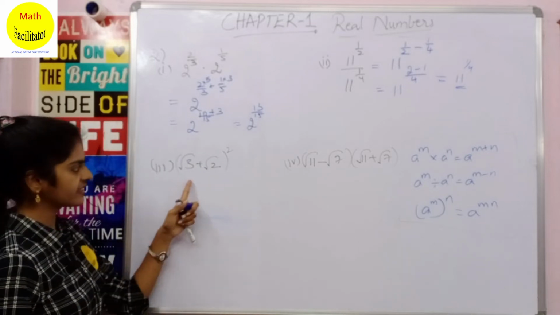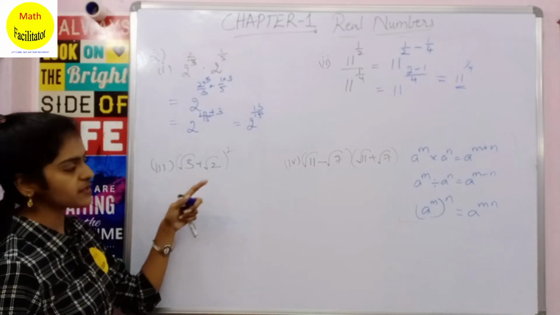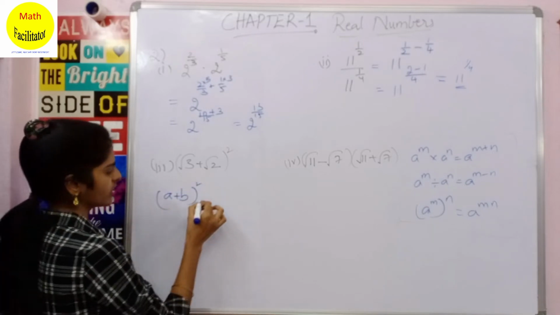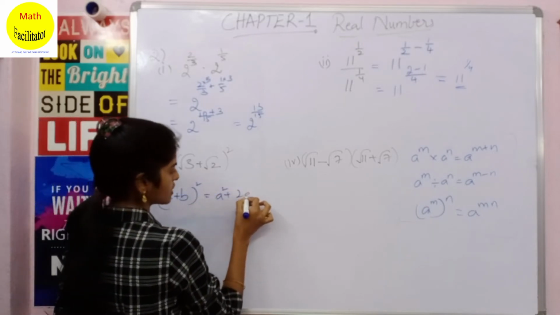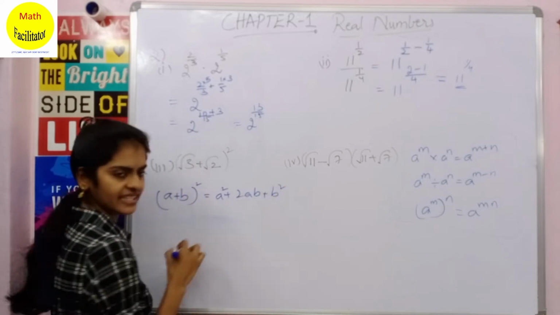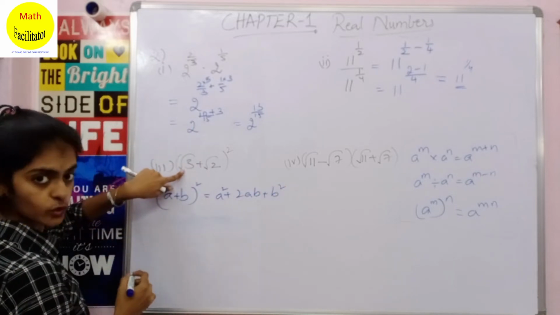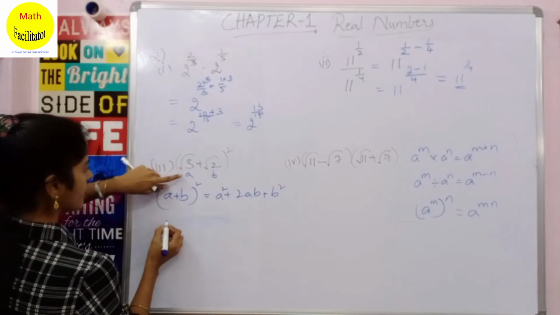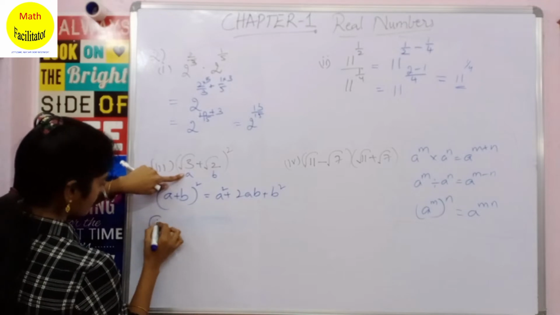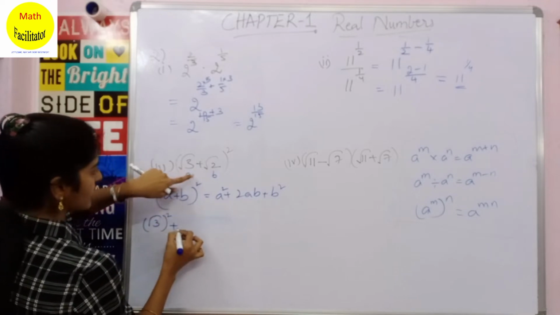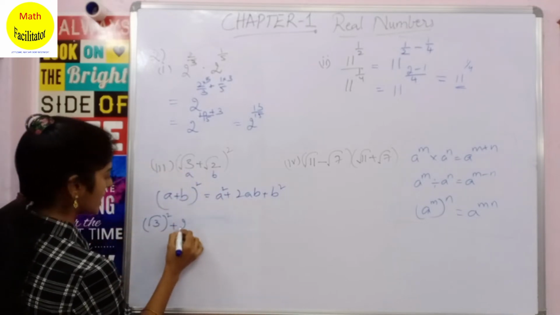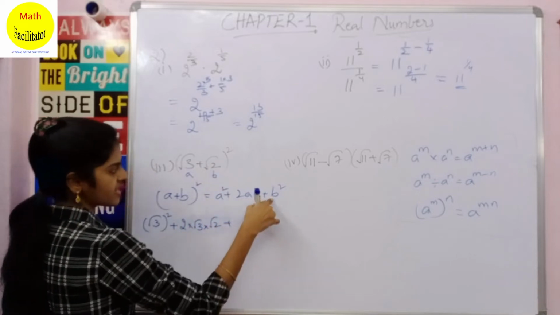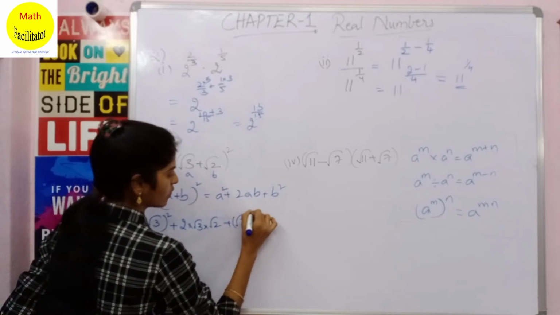Now here the third bit, it is of the form a plus b whole square. Yes, it is of the form a plus b whole square. What is it? It is a square plus 2ab plus b square. Yes, so now here a is root 3 and b is, this is a and this is b. b is root 2. So what is a square? a square is root 3 whole square plus 2ab, so 2 into a is root 3 into b is root 2 plus b square is root 2 whole square.